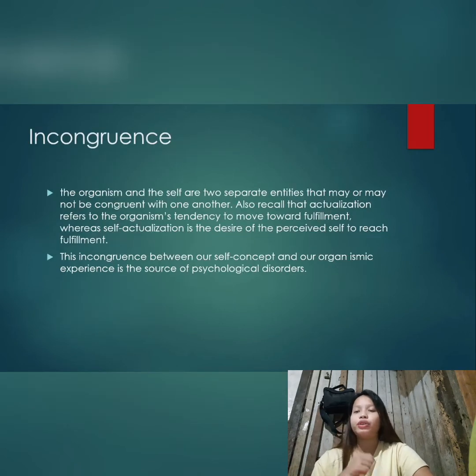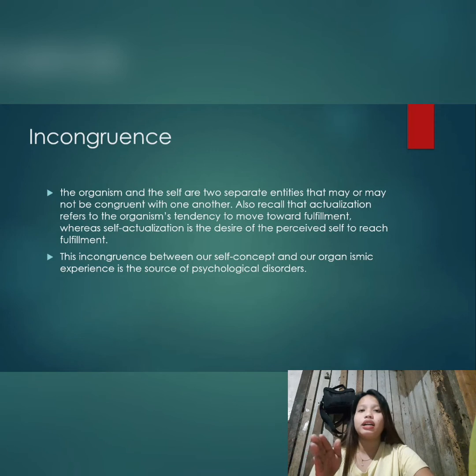And the next one is incongruence. The organism and the self are two separate entities that may or may not be congruent with one another. Also recall that actualization refers to the organism's tendency to move toward fulfillment, whereas self-actualization is a desire of the perceived self to reach fulfillment. So this incongruence between our self-concept and our organismic experience is the source of psychological disorders.